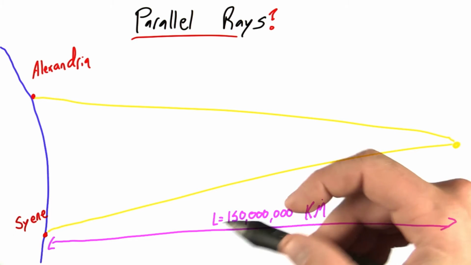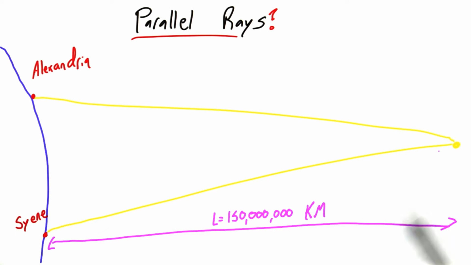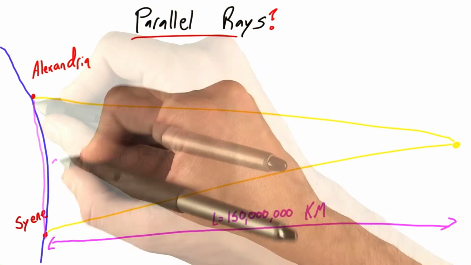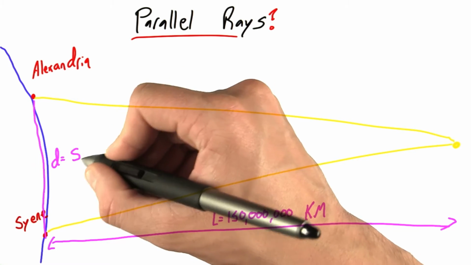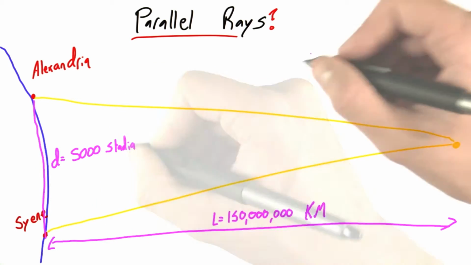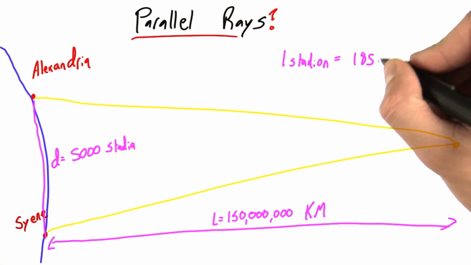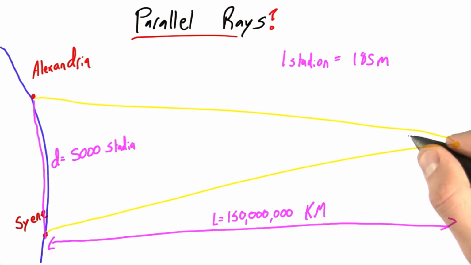Now, we know that the distance from the Earth to the sun is about 150 million kilometers. Eratosthenes knew that the distance from Siena to Alexandria, this distance, was about 5,000 stadia. And remember, one stadion is equal to about 185 meters. I want to know, what's this angle?